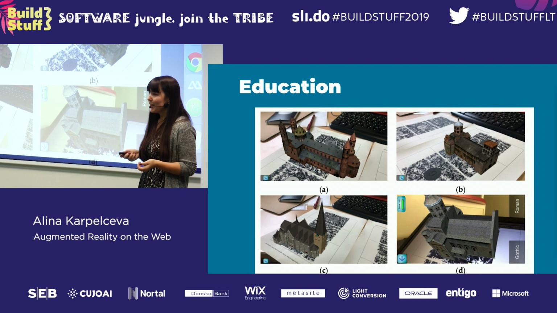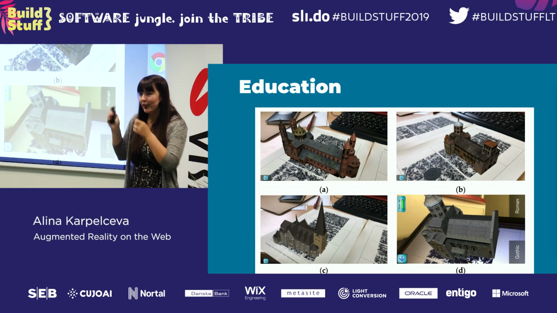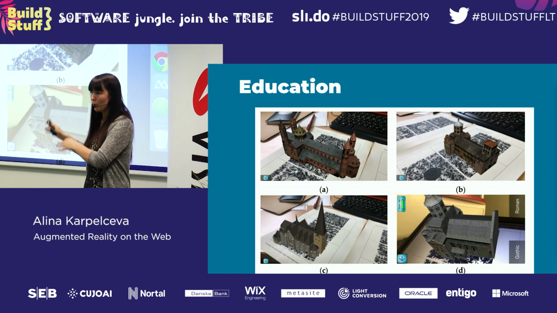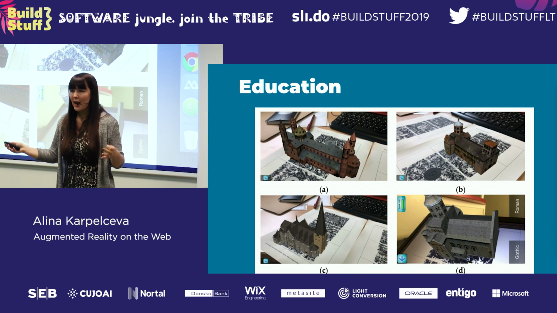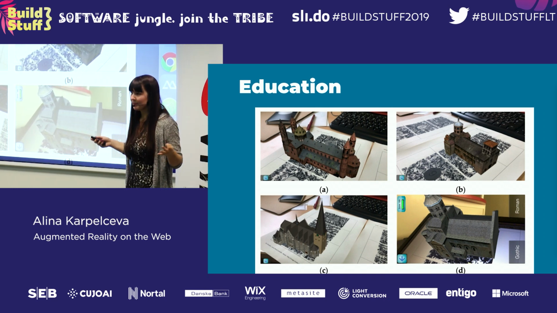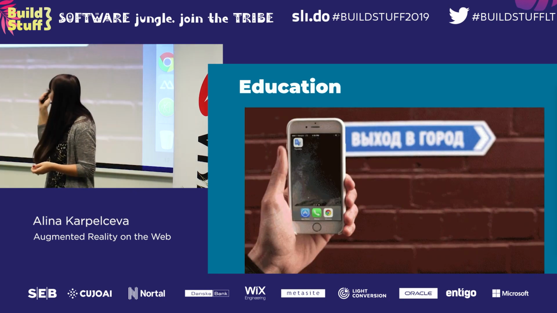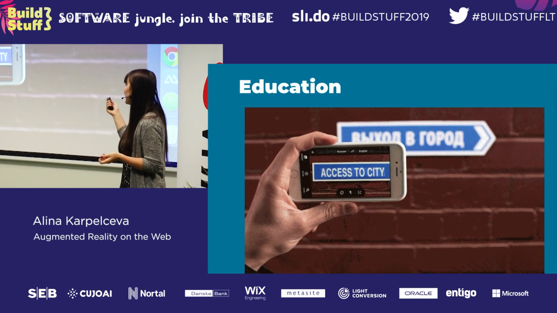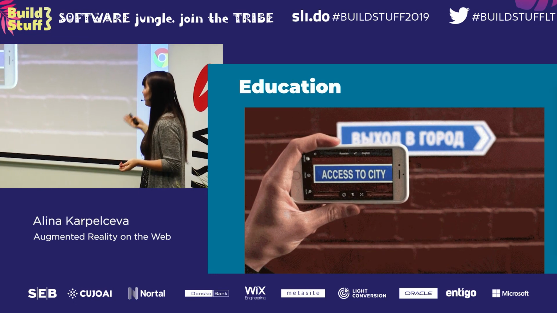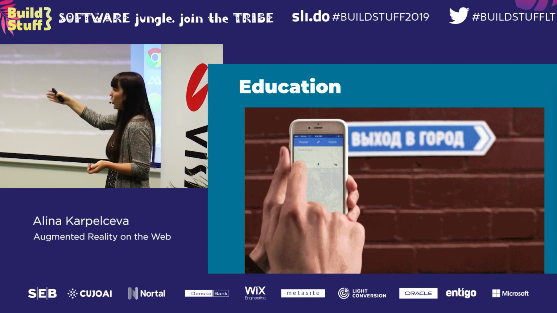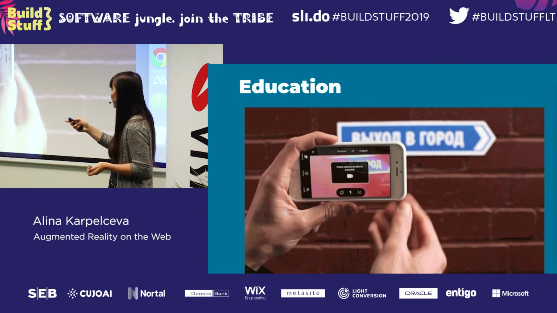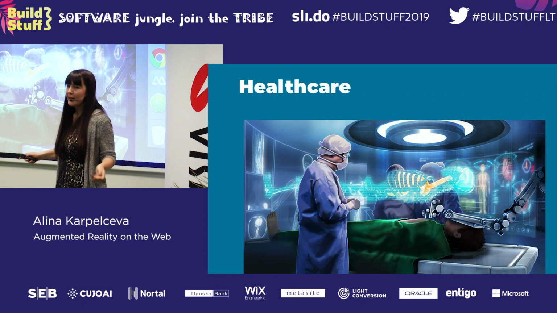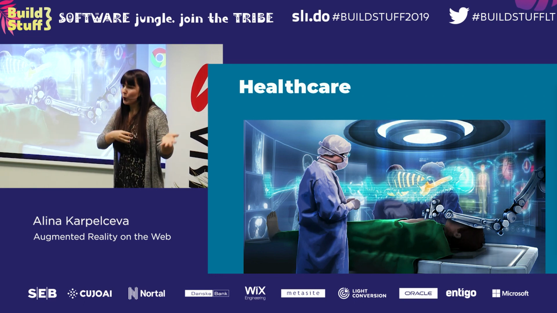Another cool example I found is in education. Imagine, kids on history lessons don't just look at the architecture in the books, they can see it in AR and view the building from all sides. Much more immersive. Another example of education is Google Translate. For instance, here you can see how we translate by adding a virtual layer on top of the real label in the physical world.